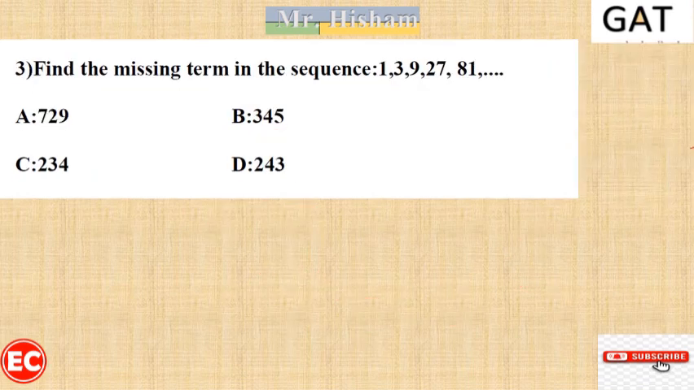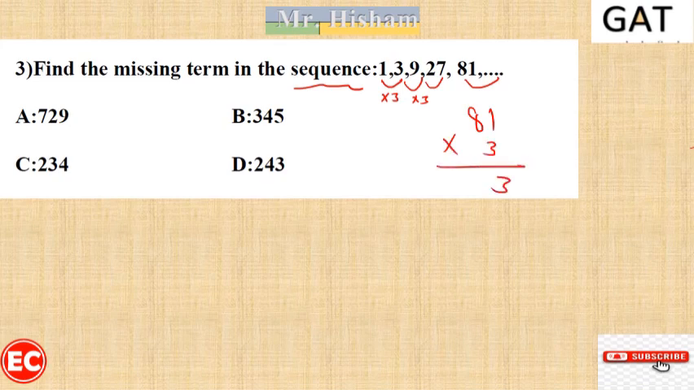Question number 3, find the missing term in this sequence. As we can see clearly, in the sequence 1, 3, 9, 27, every time I'm not adding the same number. Every time I'm multiplying by the same number, which is equal to 3. 1 times 3 is 3, 3 times 3 is 9, so every time I multiply by 3. So I need to multiply 81 by 3. 3 times 1 is 3, and 3 multiplied by 8 is 24. So the answer is 243, so the right answer is D.